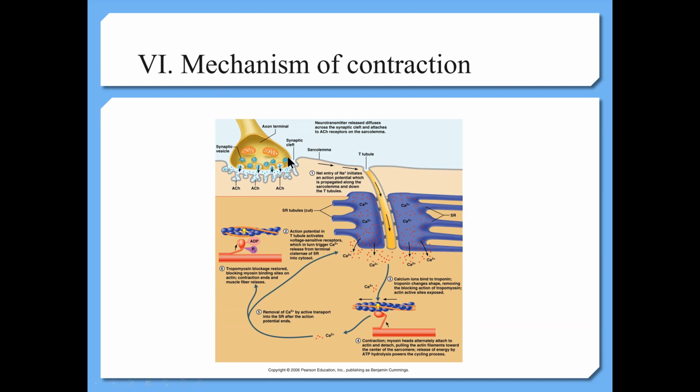Once it gets to the end here, these vesicles are going to be released. The vesicles contain the acetylcholine. The acetylcholine is going to cross here and interact with the acetylcholine receptors, which starts a depolarization in the muscle cell. The depolarization goes down deep into the muscle cell and causes calcium to be released. Calcium is stored in the sarcoplasmic reticulum, and the calcium is going to interact with troponin.